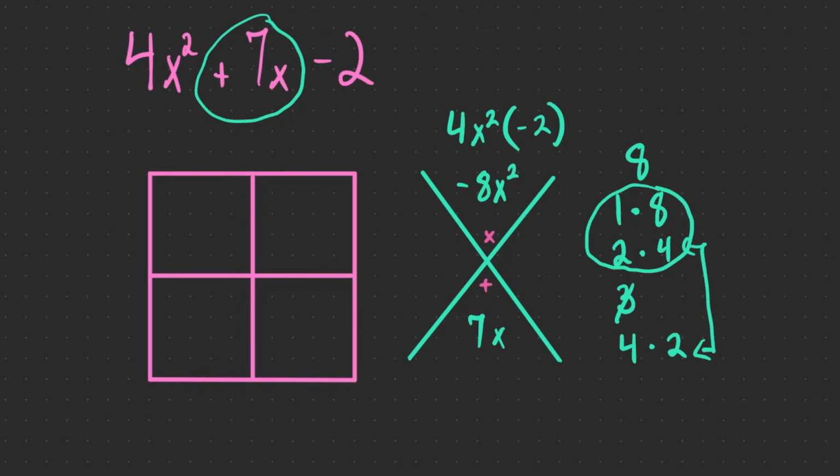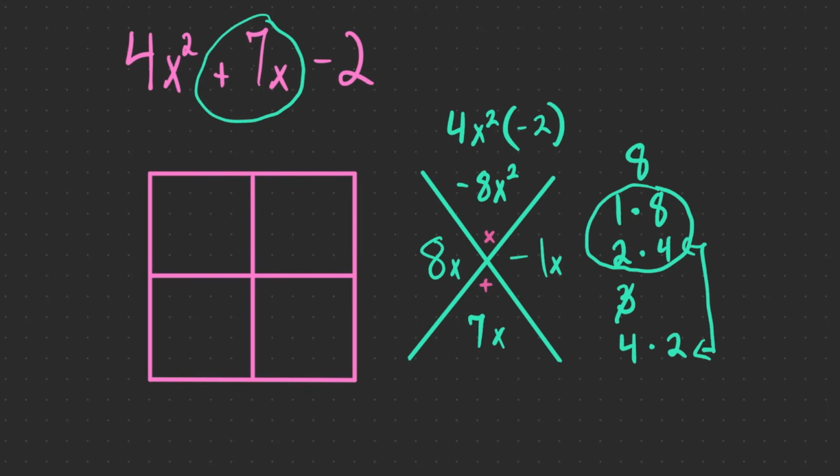So let's think. I have 1 and 8 and 2 and 4. Well, if I add 2 and 4 together, that's not going to be 7. Okay, so let's look at 1 and 8. So 1 plus 8 gives me 9, so that doesn't work either. But I bet if I subtracted a 1 from 8, that might work. So let's try that. 8 and negative 1. So 8 minus 1 gives me a 7, where 8 times a negative 1 gives me a negative 8. So it looks like we found them. So this needs to be an 8x, and this needs to be a negative 1x.